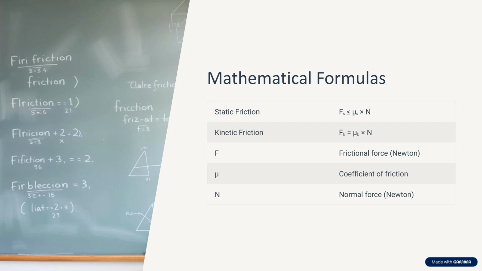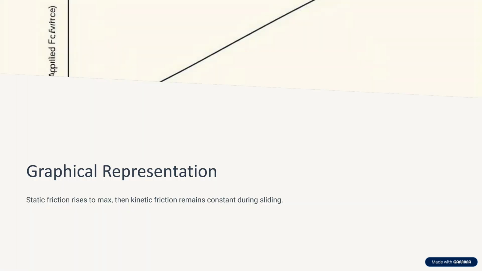Now let's move to kinetic friction, in which Fk equals mu_k N. Once the object is sliding, kinetic friction becomes constant, and it is always less than or equal to static friction. Now we are moving to the next point, graphical representation. Here you can see static friction rises to a maximum and then kinetic friction remains constant during the slide.